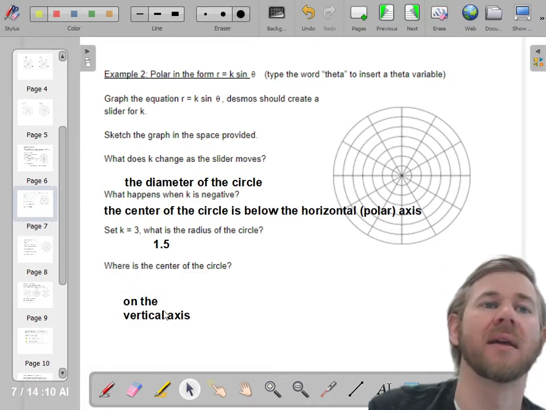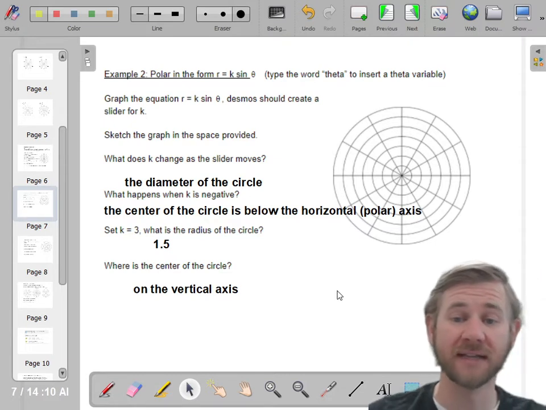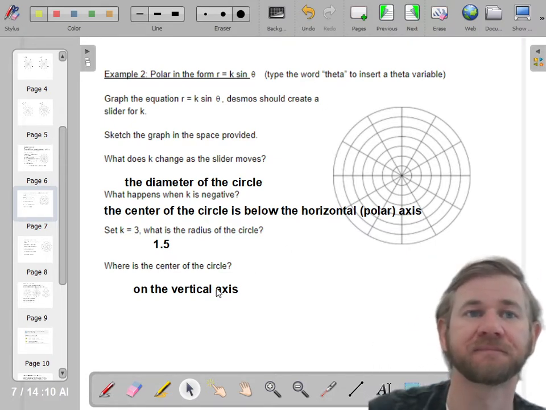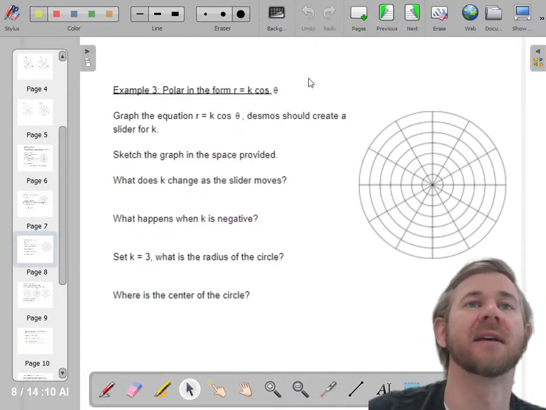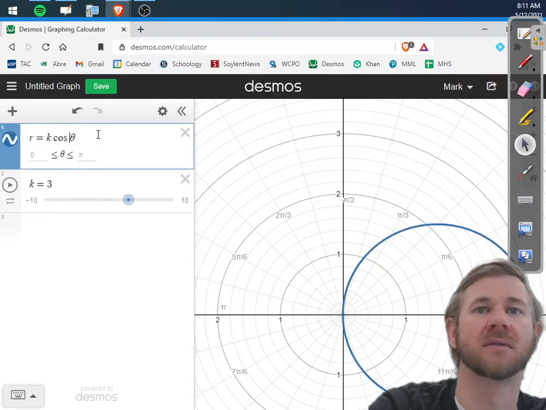Now, you could also say it's on pi over 2 radians. That's pi over 2, or 3 pi over 2 if k is negative. What else you got? That's k equals sine, or k sine theta. How about k cosine theta? What happens if I make this cosine?